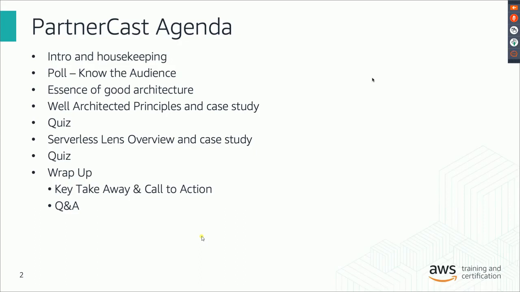After that, we'll cover the essence of what a good architecture means and run through the Well-Architected principles, followed by a quiz. Tushar will lead discussions on the serverless lens. Throughout the session, we'll be taking one case study as a frame of reference, though not necessarily the only case study. We have picked a simple web application as a case study and will run you through that. We'll have a closing quiz and a wrap up with some calls to action and a few takeaways.